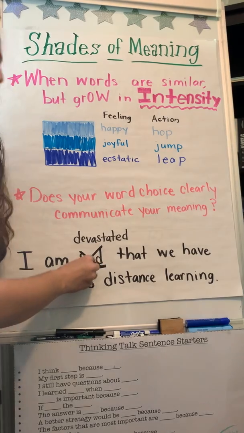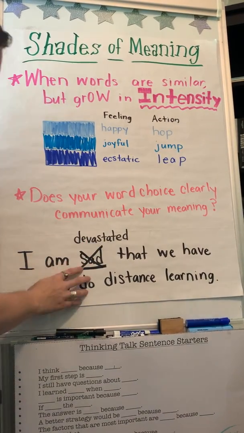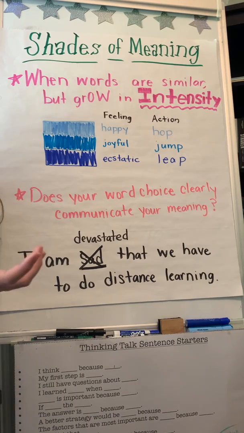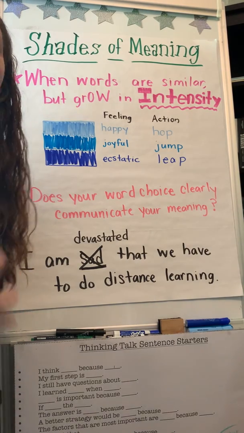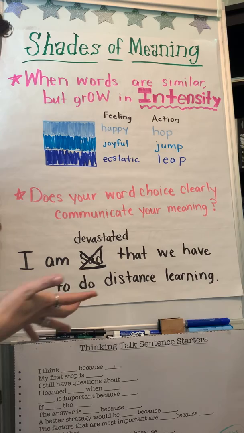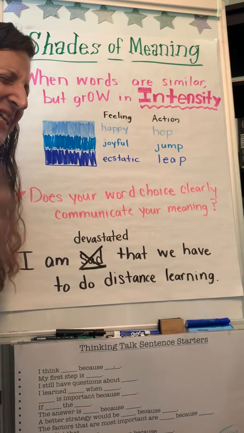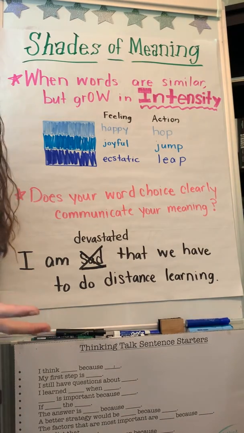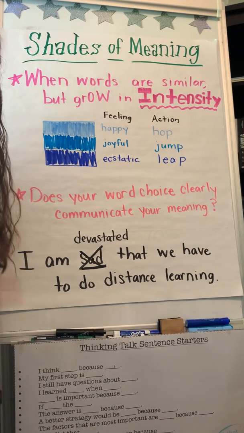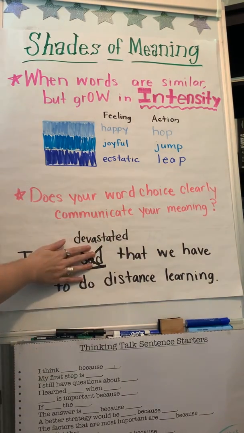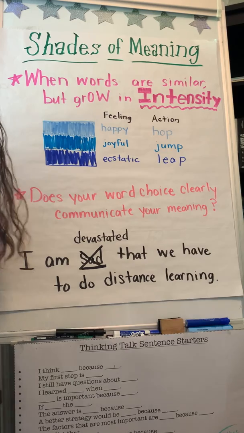That still communicates that I am sad. Devastated is another word. It's a synonym for sad, but it is a more powerful word for sad. I'm not sad. I'm devastated. I'm really, really, really sad. But we don't want to say really, really, really sad in our writing, so we use a more powerful word. That's where our shades of meaning come in.